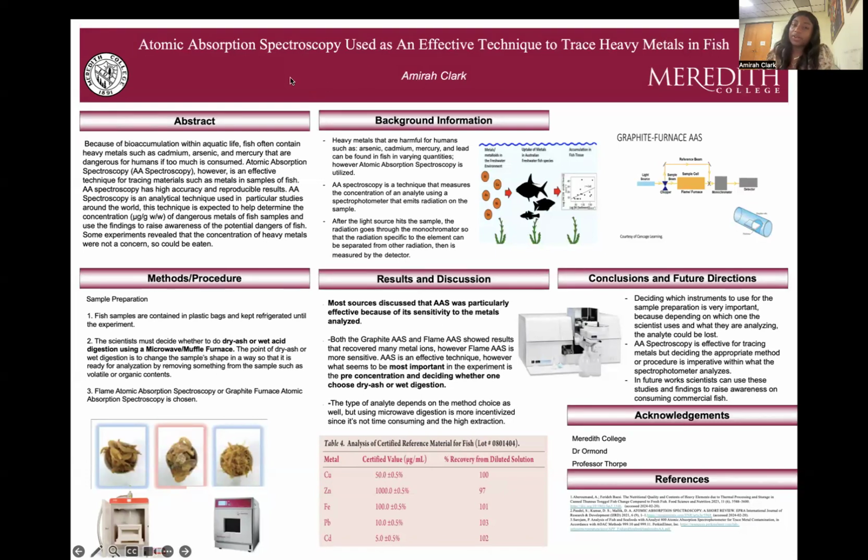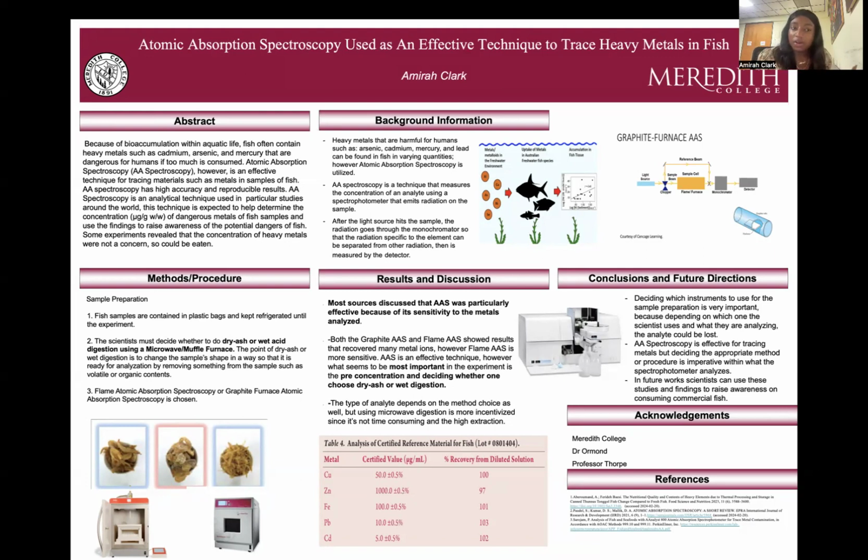Hi, my name is Amirah Clark, and my research project is on atomic absorption spectroscopy being used as an effective technique to trace heavy metals in fish. So why do we care about tracing metals in fish? It's a big part of the human diet all around the world.